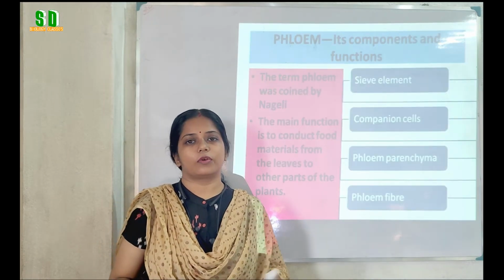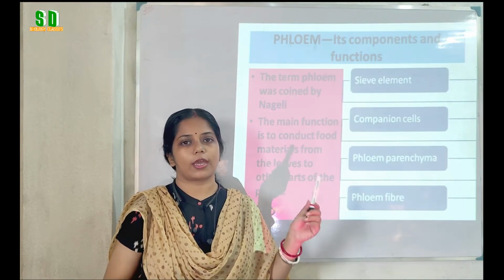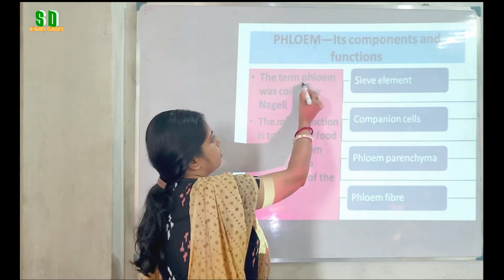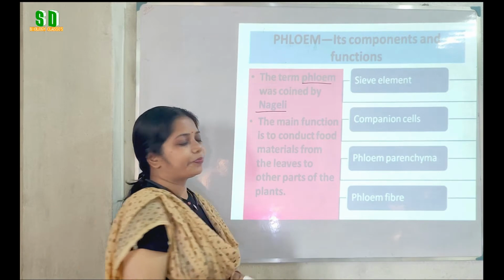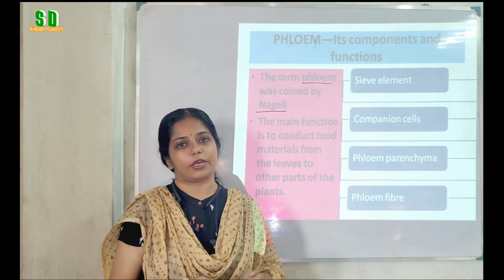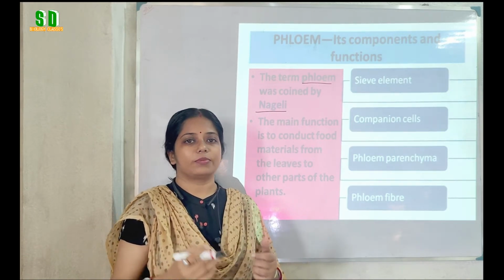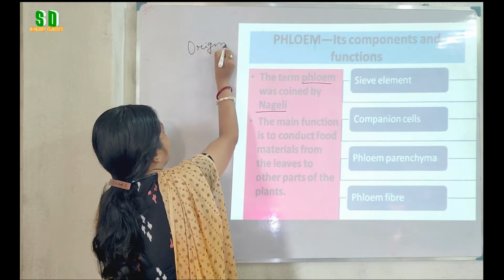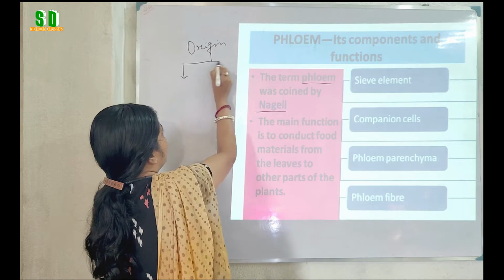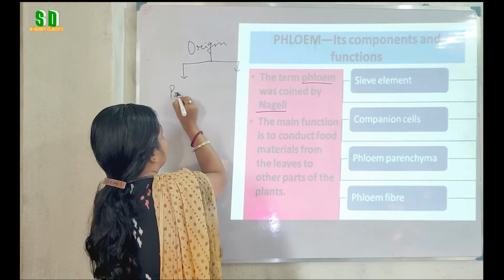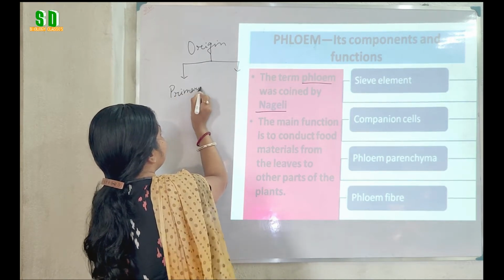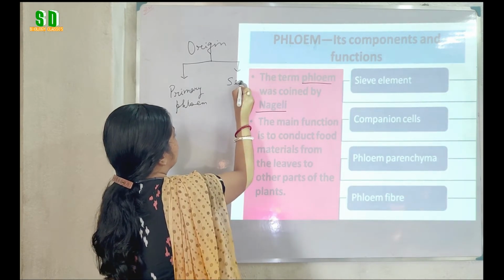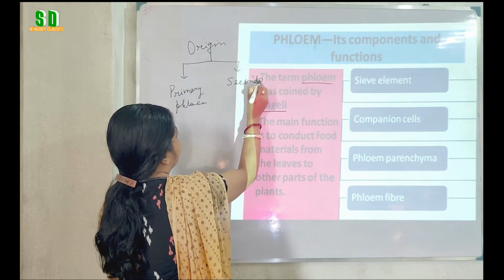First of all, we will know about the phloem tissue and the different components of the phloem tissue. The term phloem was coined by Nageli, and on the basis of the origin of phloem tissue, we get mainly two types of phloem tissue. The first one is known as the primary phloem, and the second one is secondary phloem.